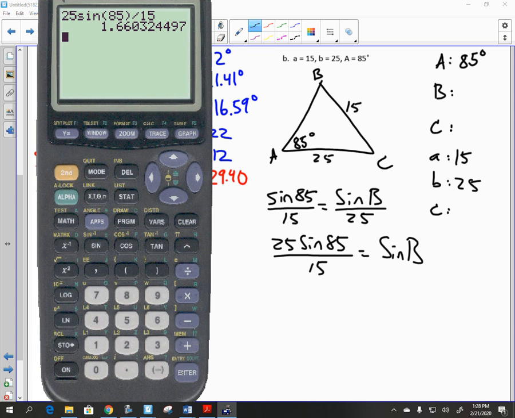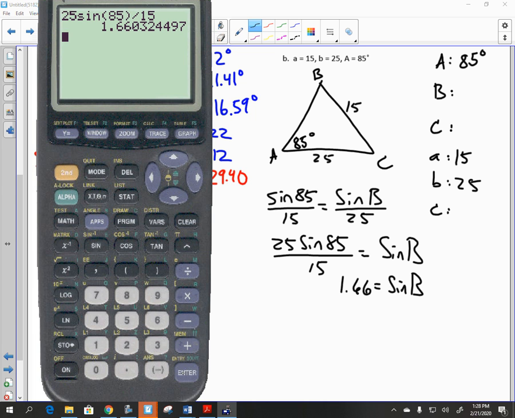Wait a minute. Whoa. What? Why? Give Morgan a round of applause. Folks, look at what we have. 1.66 is equal to the sine of B. You just told me the sine graph at most can be 1 and at least can be negative 1. So is 1.66 between 1 and negative 1?